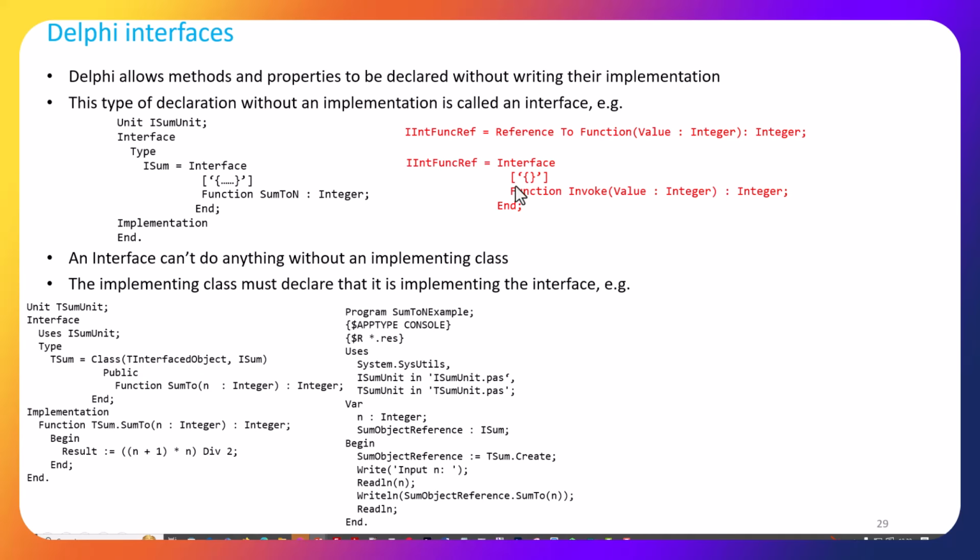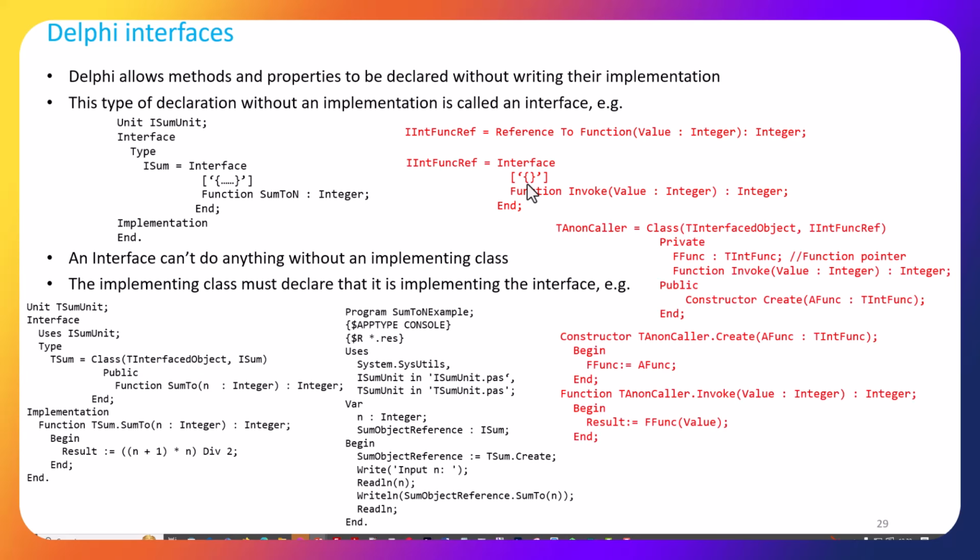Okay, so in essence, if we define an anonymous method, it ends up being an interface reference with an Invoke method. That's the globally unique identifier. You can generate it with Control G, whatever it is, it creates a class based on that. It puts the anonymous function pointed to it in the FFunc field. It has an Invoke with the same signature as this. It has a constructor, and that's as before.